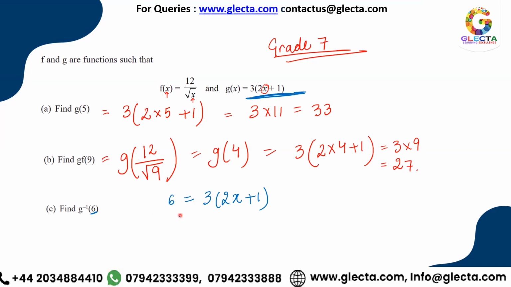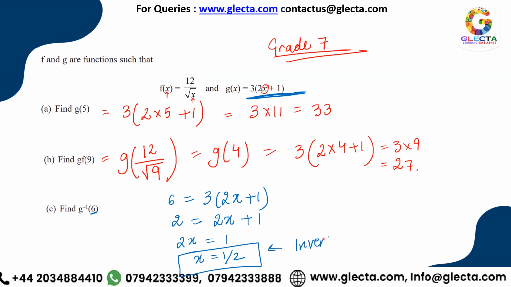So over here, when I divide both sides by 3, this gives me 2x plus 1 equals 2. And rearrange it, take away 1 on both sides. 2x equals 1. Divide by 2 on both sides. We get x is equal to a half. All right, so this is the inverse of the function.